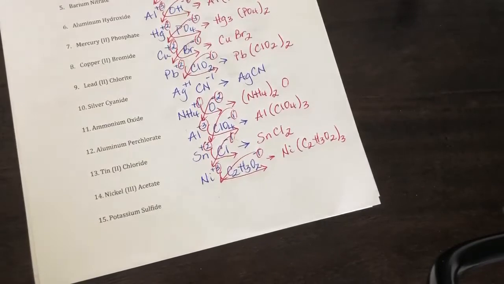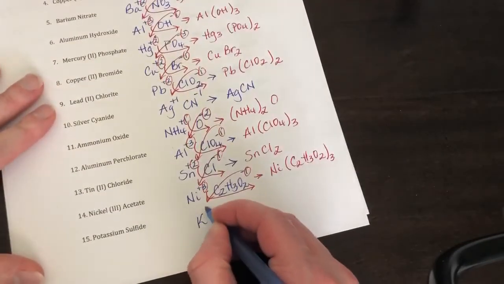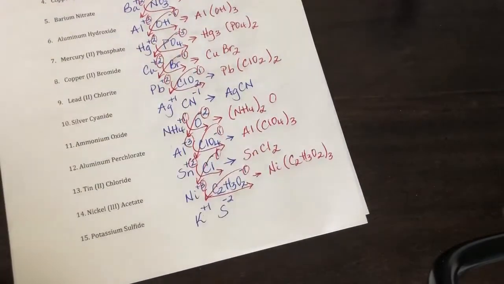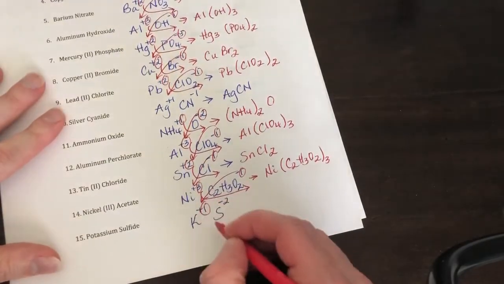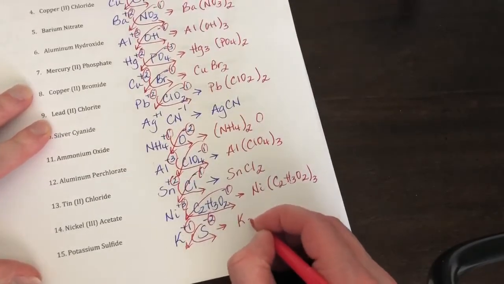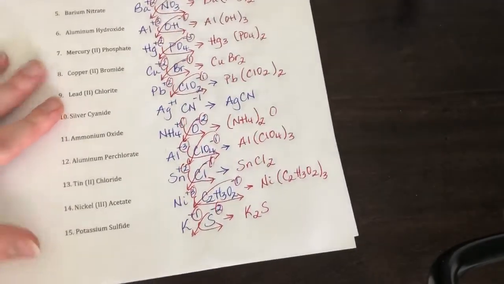The symbol for potassium is K with a +1 charge. Sulfide is S with a -2 charge. We crisscross. We're going to bring the 1 over here, the 2 over here. So this is K2S. Okay, onto the back.